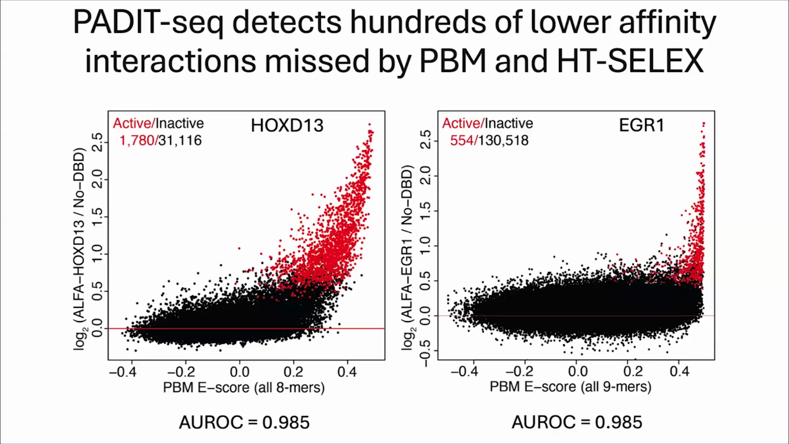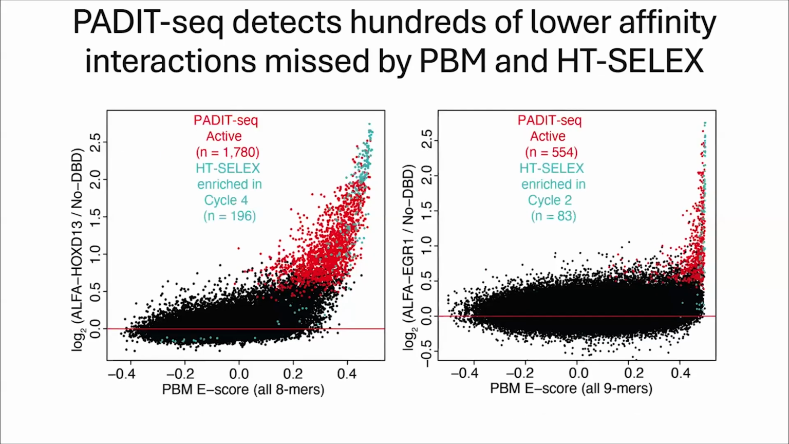The concordance between PADIT-seq and PBMs is very high. The area under the receiver operating characteristic is around 0.985 for both transcription factors. However, PBM E-scores do not do a very good job of differentiating the red versus the black points, because you need different thresholds to define them using PBM E-scores alone. And now if we overlay the HT-SELEX data on top of this, we can clearly see that HT-SELEX is biased for detecting mostly the highest affinity interactions, and it misses the lower affinity interactions that we now detect with PADIT-seq.